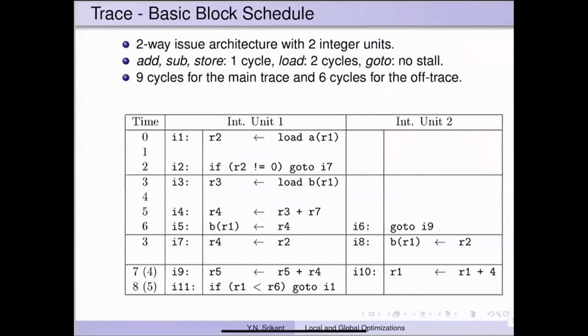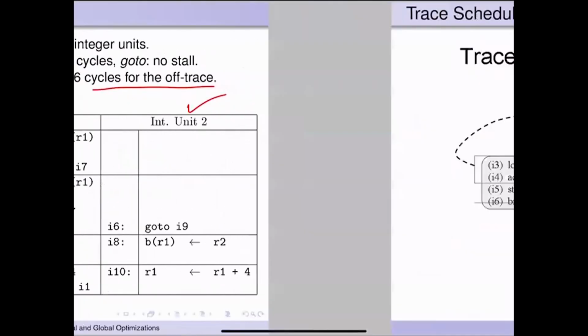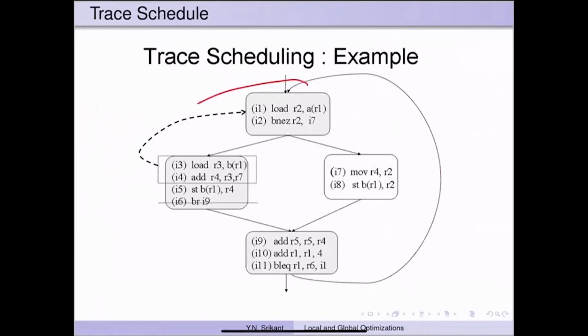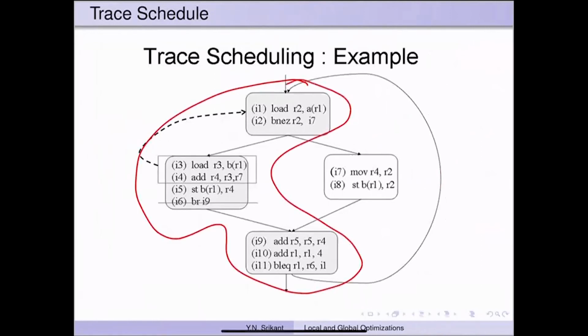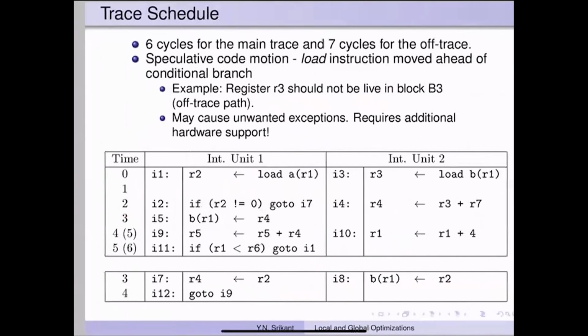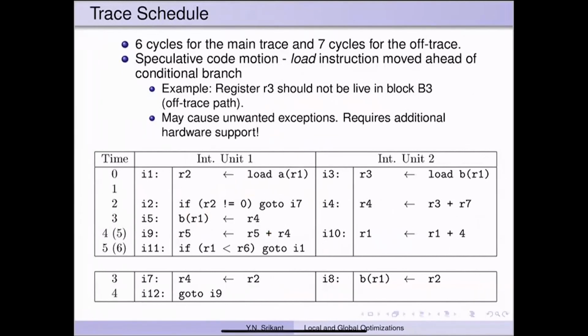Okay. Now, suppose we consider the entire trace, that consists of these three, as a single basic block. Then we can move instructions from here to this place, and we can probably remove this instruction and so on. So movement of instructions along the 3 basic blocks will be possible. With that assumption, suppose we schedule the instructions on the 2 CPU function units, then the main trace requires 6 cycles and off trace requires 7 cycles. 9 and 6 became 6 and 7.